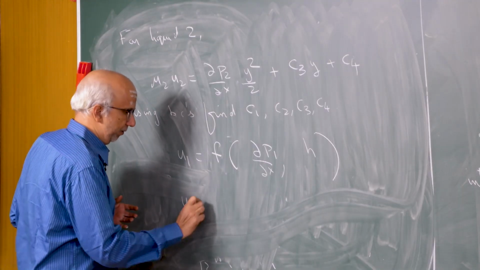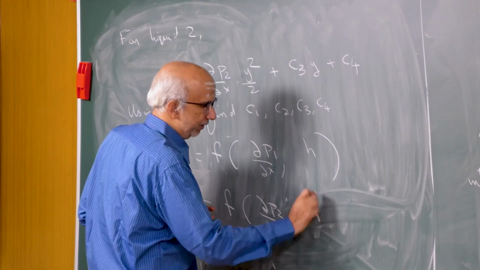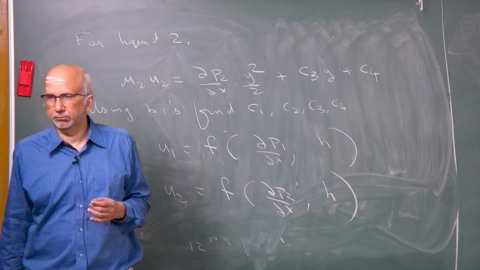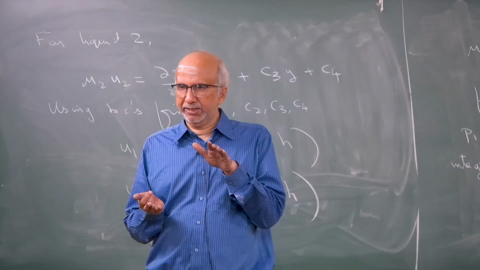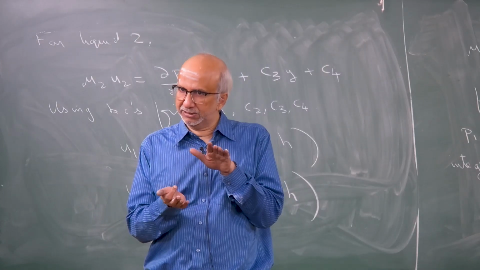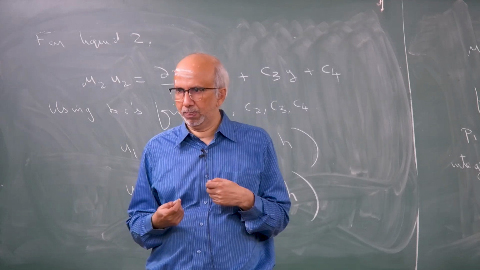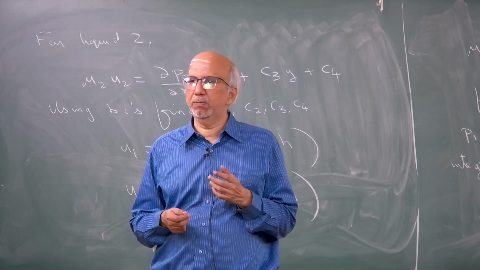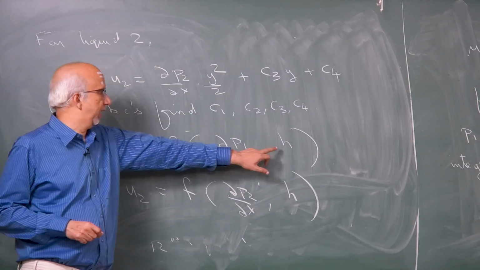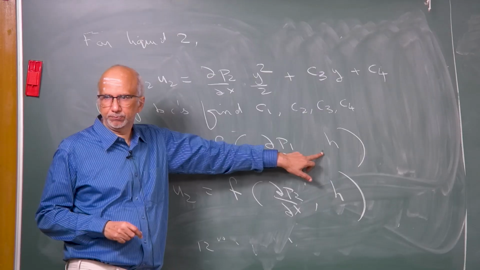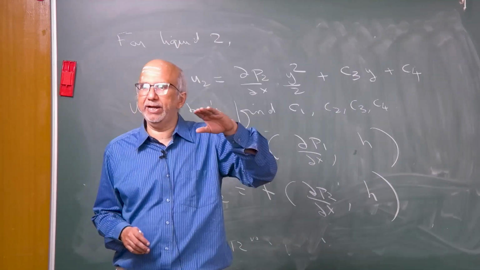u2 will be a function of dp2 by dx and small h, okay. So, what I am saying is the width of the channel, capital H, is fixed. What I do not know is the interface position, because I am pumping 2 liquids, okay. So, there are 2 ways to solve this problem. If you want to solve it mathematically, I can assume a small h, because then the velocity is known to me, and I can find what is the flow rate of the first liquid.